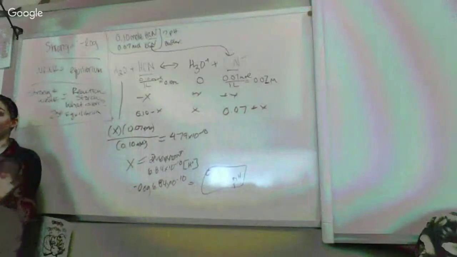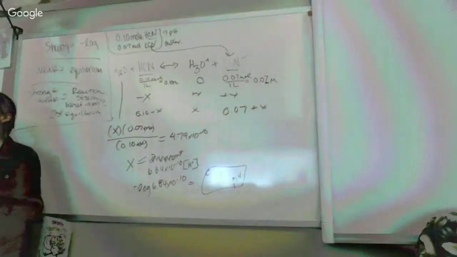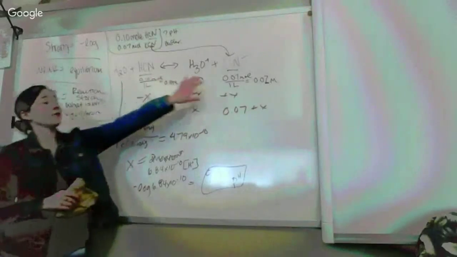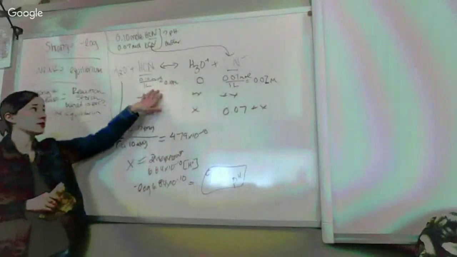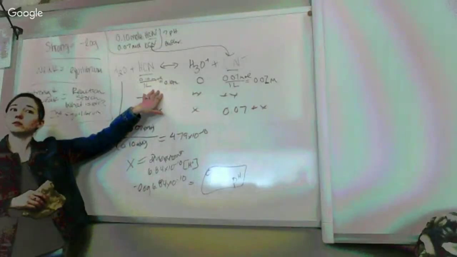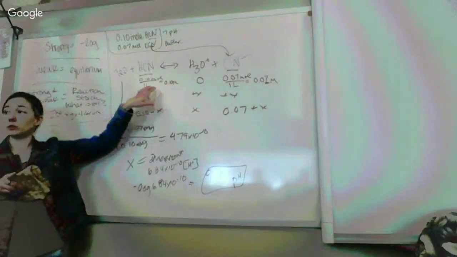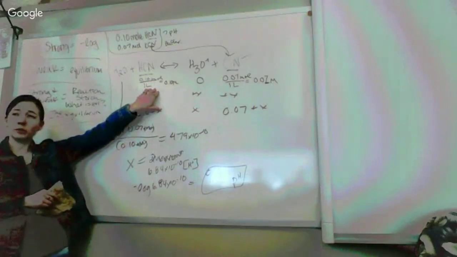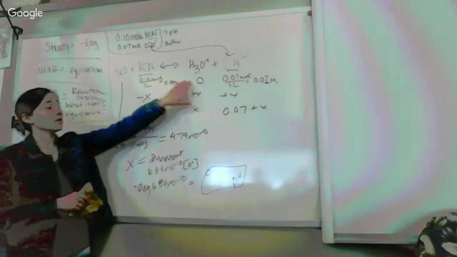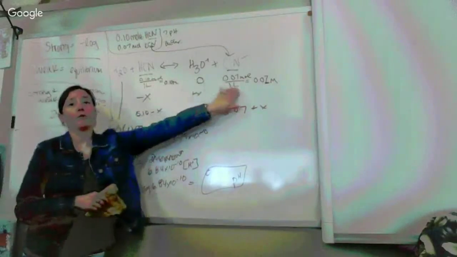If I just had a pure buffer, that's what I wanted to do, is calculate my pH of a plain old buffer. I have to have solutions of both. How come I couldn't just put in HCN? What's the point of a buffer? It's going to resist change. If I just had HCN, would it be resisting change? No, because the reason this can resist change is because I have both of these compounds.